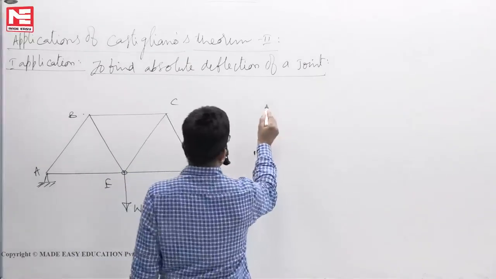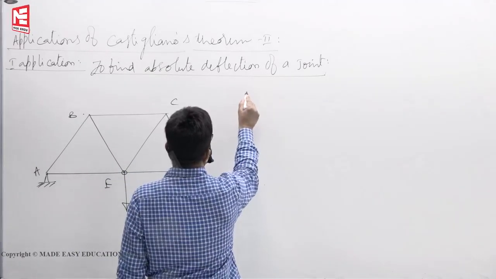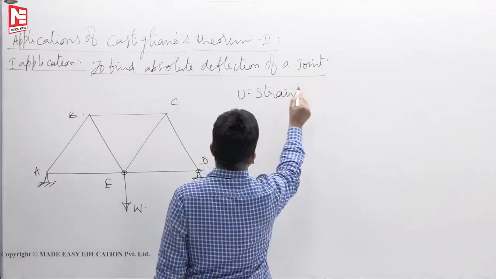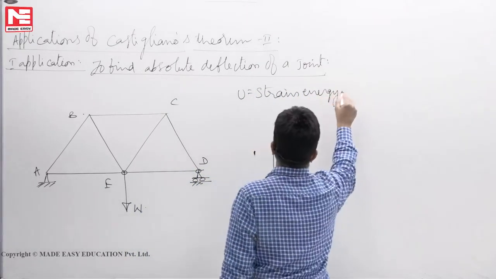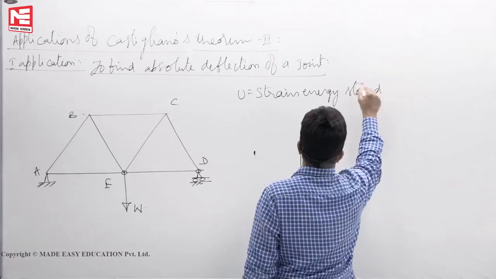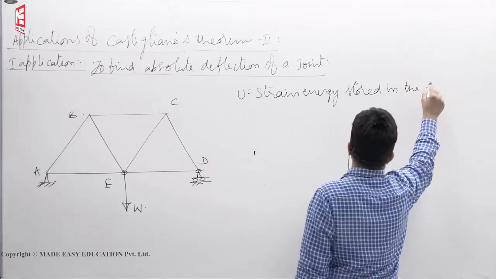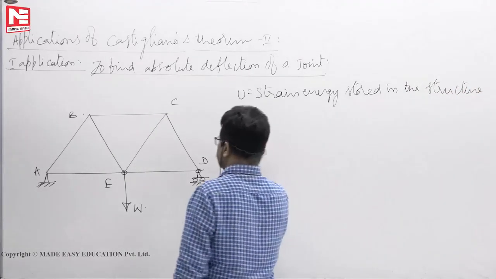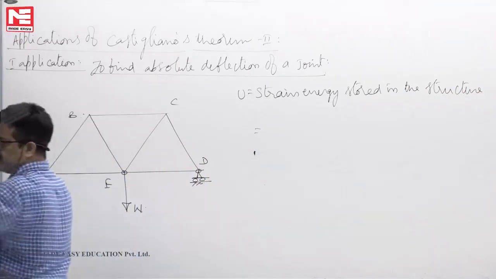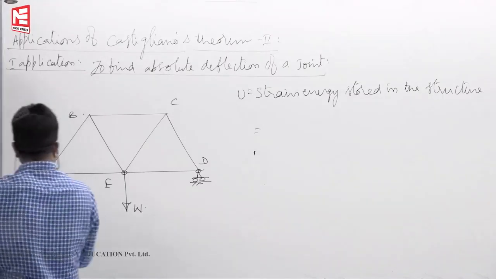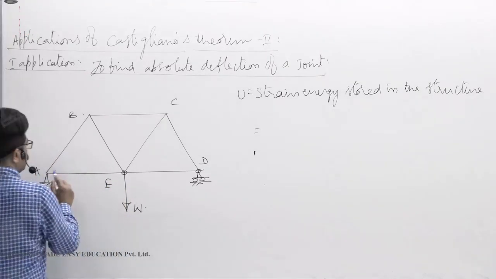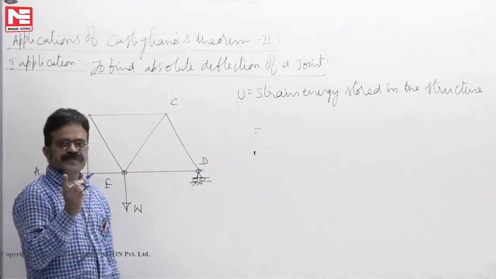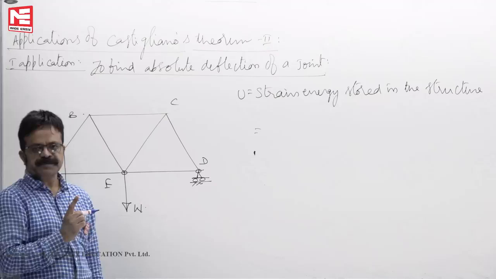So we will now calculate U, the strain energy stored in this structure. Now how will you calculate? Due to the applied load W, member forces we can find. See, this is like a simply supported beam. A simply supported truss behaves like a simply supported beam.